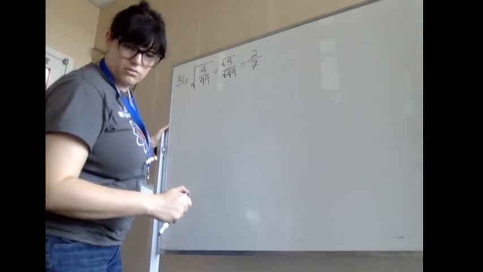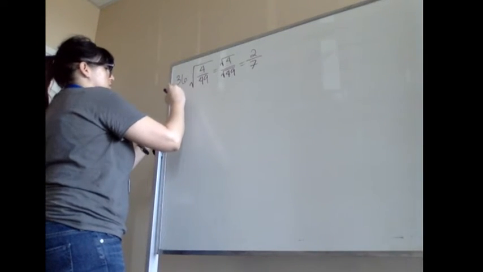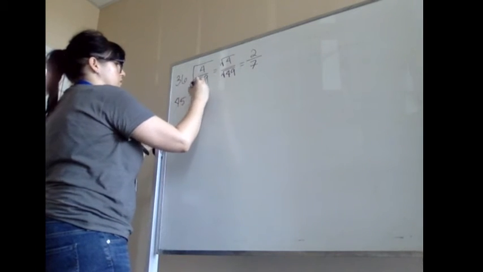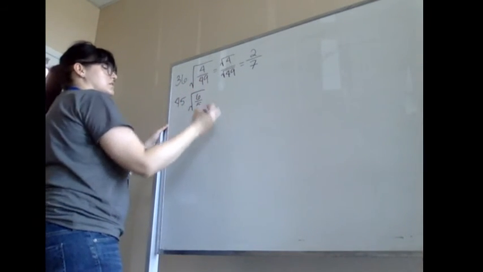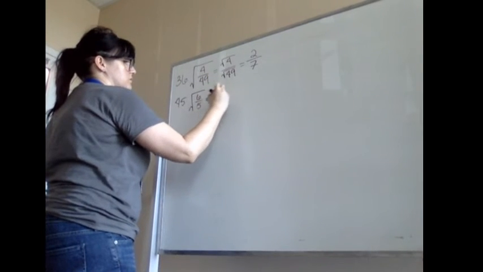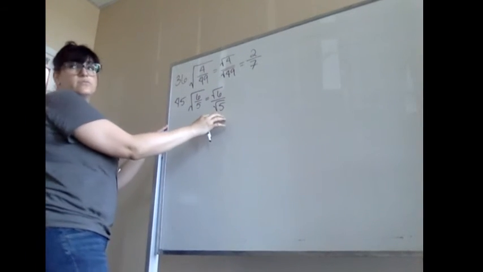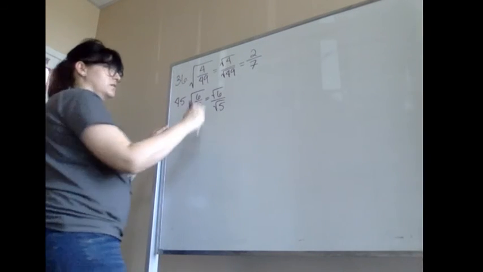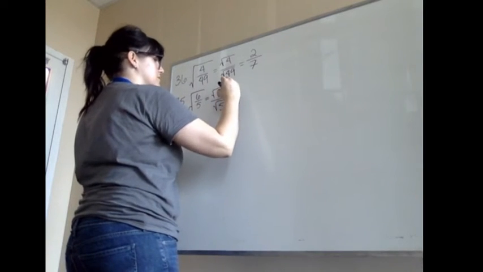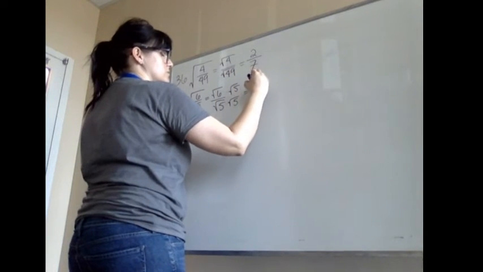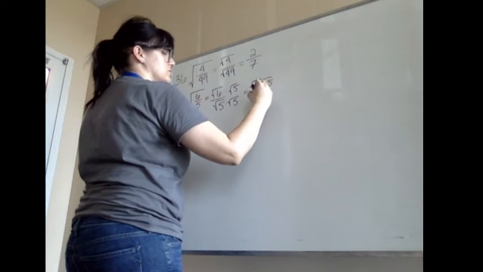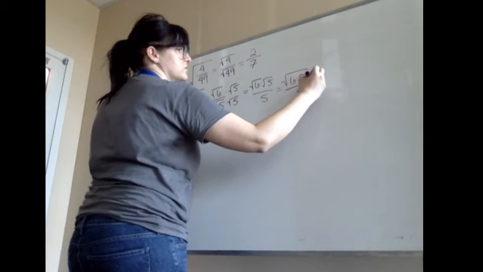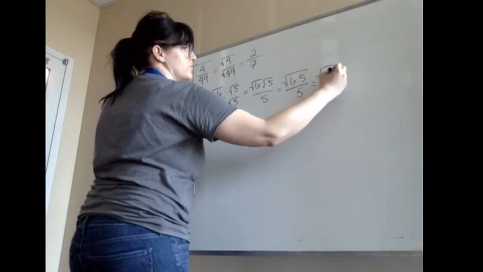Okay. So, 45. Still same instructions, simplify the expression. The square root of 6 over 5 is the same thing as the square root of 6 over the square root of 5, but I can't have a radical in the denominator. So what do I need to do next? Multiply by the denominator. That's right. This is the same thing as the square root of 6 times the square root of 5 over 5, which is the square root of 6 times 5 over 5, which is the square root of 30 over 5.